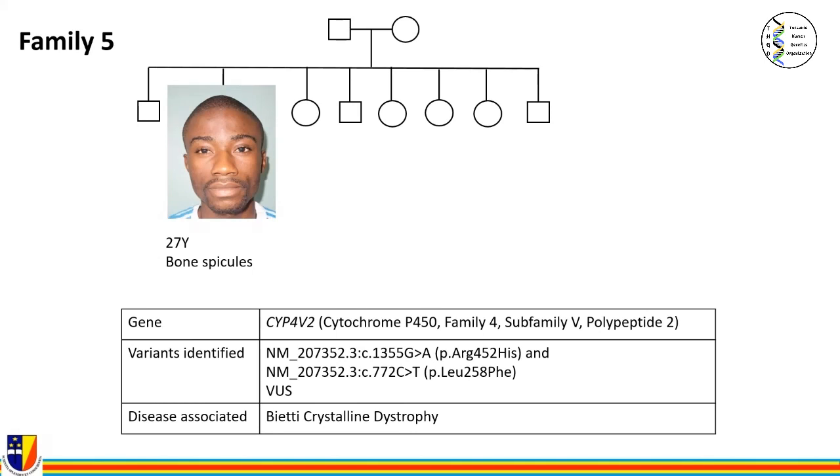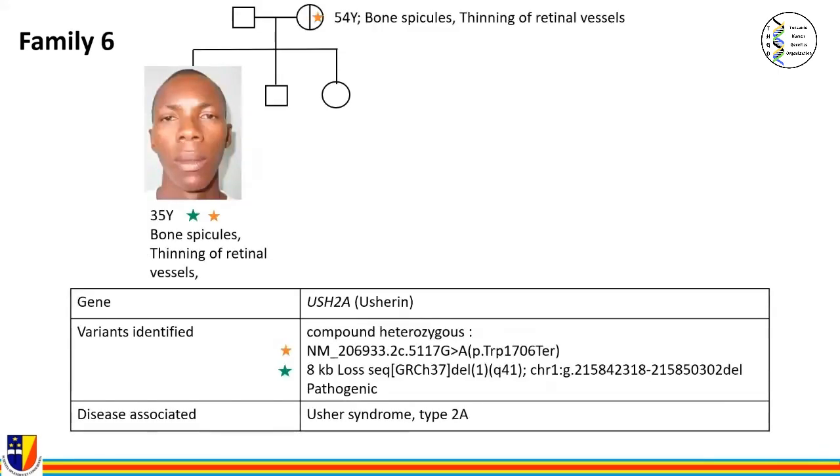In family 6, the mother and her first son are affected. Clinical whole genome sequencing identified a pair of variants involving the ADGRV1 gene: an 8 kilobase deletion of chromosome 1, which is not found in the proband's mother, and a stop-gained variant that is present in the mother. Both are de novo and are classified as pathogenic.